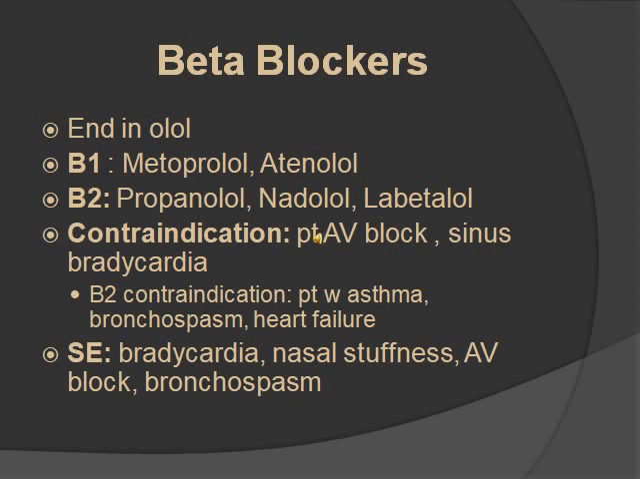Contraindications: if a patient has an AV block or sinus bradycardia. Contraindications for beta 2, because it has to do with the lungs, are someone with asthma, bronchospasm, heart failure. Just know that a beta 2 would be contraindicated with someone with a lung condition like asthma, etc. Some side effects are bradycardia, nasal stuffiness, AV block, and bronchospasm. You should note that you want to hold the medication if the systolic blood pressure is less than 100 or the pulse is less than 60.